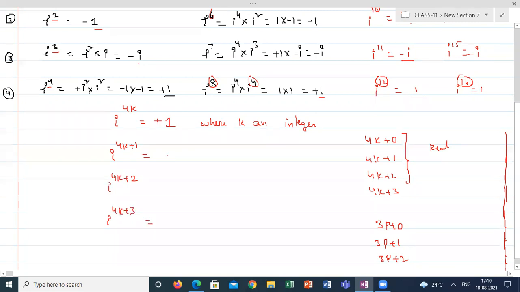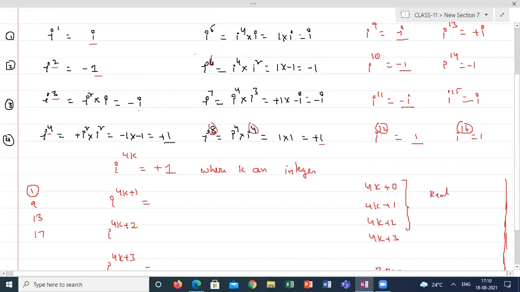i power 4k plus 1. What numbers will you get for any integer k? If k is 0, 1. If k is equal to 1, you will get 5. If k is equal to 2, 9. If k is equal to 3, I will get 13. If k is equal to 4, I will get 17. So 1, 5, 9, 13. For power 4k plus 1, the answer is i.